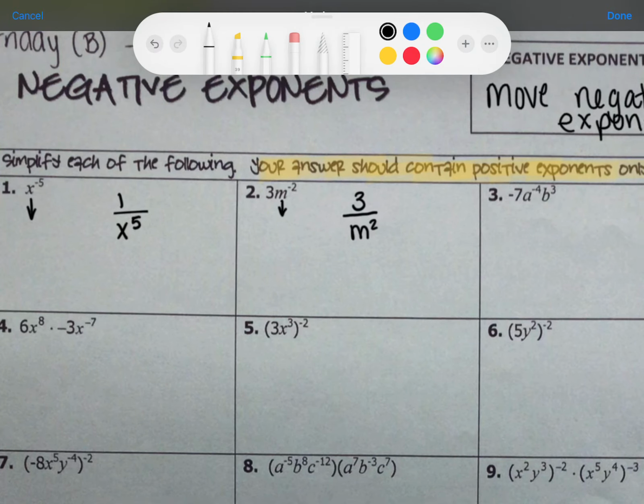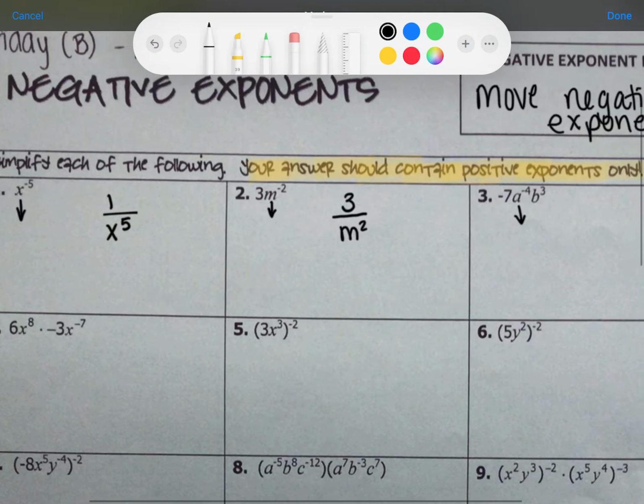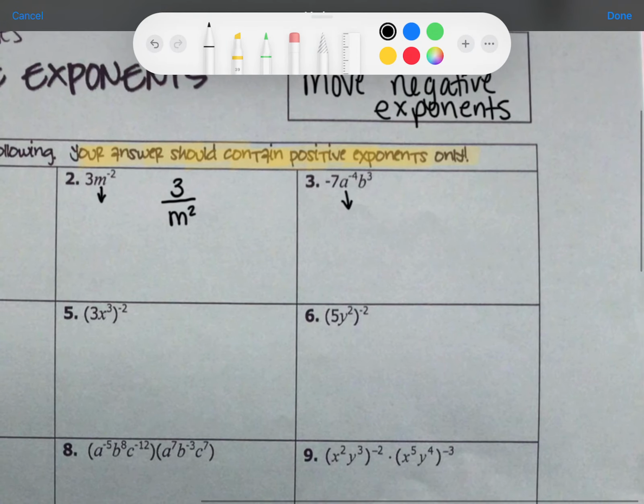Number 3, the coefficient is negative. That's okay. The only thing that's got a negative exponent is the a. So the a is going to move. Everything else stays. Again, draw yourself your fraction line. Move the stuff that needs to move. The only thing that's moving is the a.